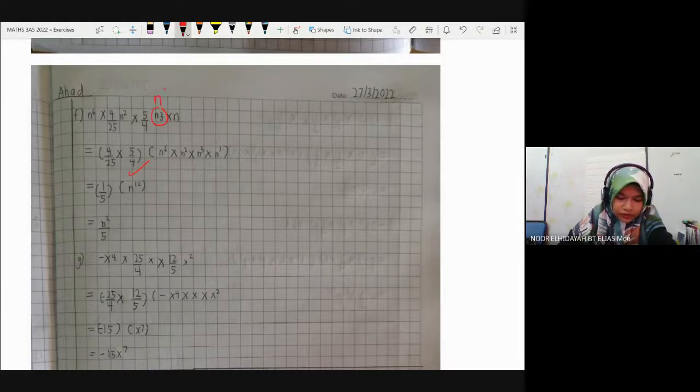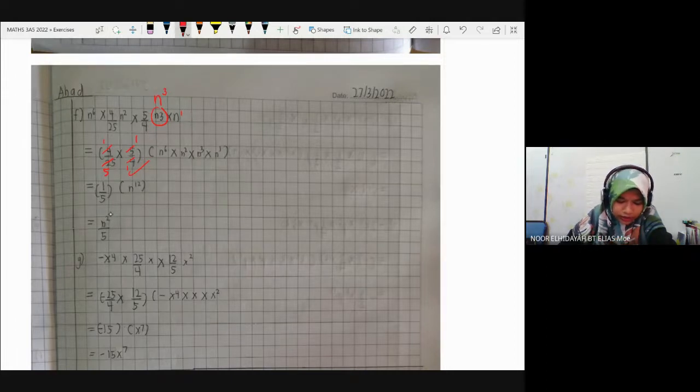N power of 3. Tulis bagi betul, jangan letak bagi sama size dia. And then n power of 1, letak 1. So 6 plus 2 plus 3 plus 1, 12. In the bracket, the coefficient you get when you simplify, you will get 1 over 5. Okay, good.